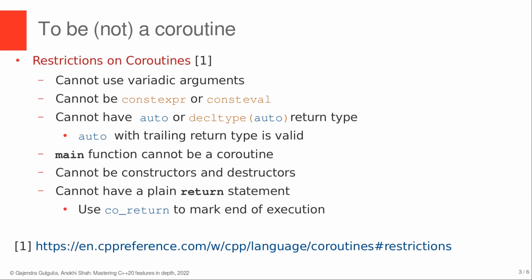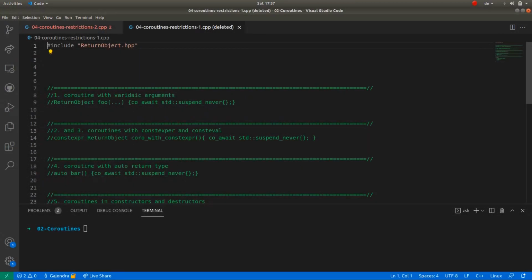Now let's see all the scenarios with simple examples and look at the compiler error if we attempt to violate the above restrictions. Let me switch to the editor. In this file, I have coroutines that violate the restrictions mentioned in the previous slides. Therefore, none of the coroutines compile. Let's check each scenario one by one. The first example is a coroutine with variadic arguments. Note the presence of three dots here in function foo's argument list, which represents a variadic argument.